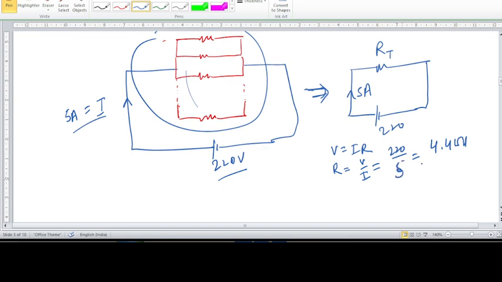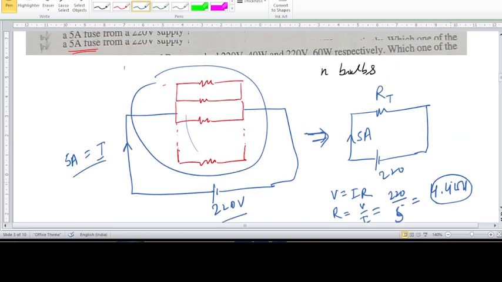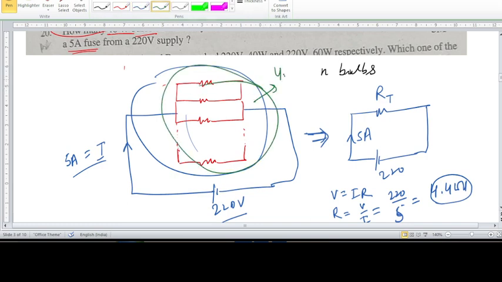According to the question, the final conclusion is that the whole resistance of this combination should be 4.4 ohm. This is final. Why? Because using this current and this voltage, I calculated the resistance of this combination, which came out 4.4 ohm. So the total resistance of the whole combination should be 4.4 ohm.